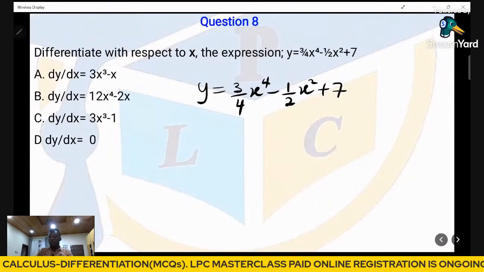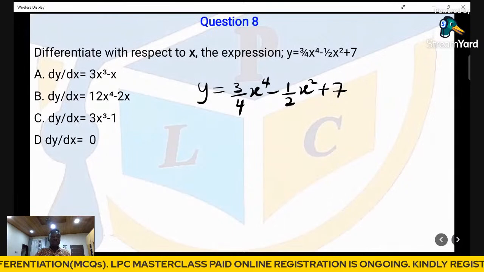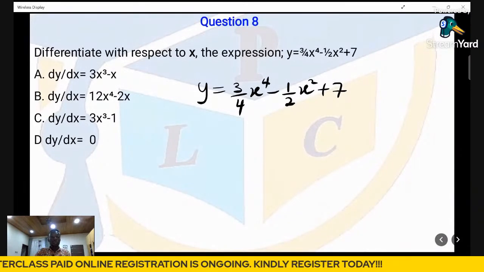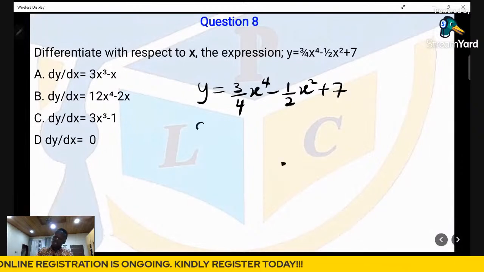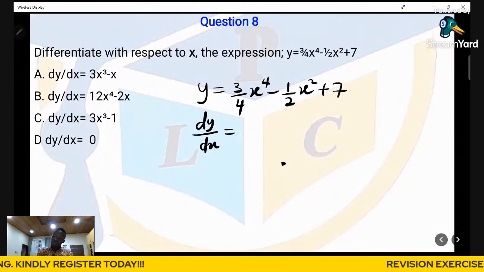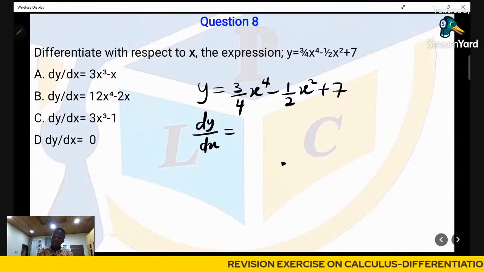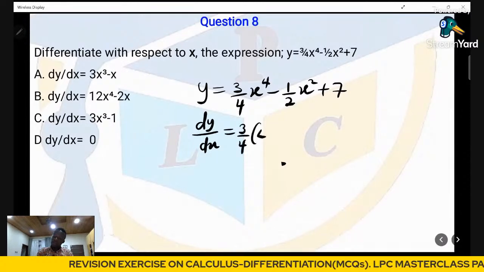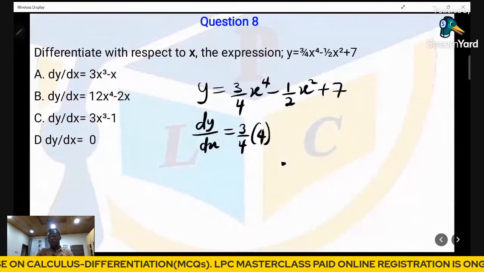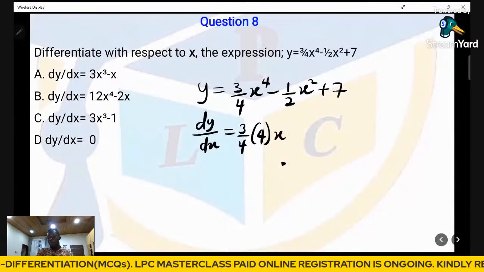So to differentiate this function is actually a very simple way to go. Once you know the rules of differentiation, it becomes so easy. So therefore, we'll say that our dy over dx should be equal to, so the power 4 will multiply the coefficient 3 over 4. You're going to have 3 over 4 being multiplied by the power of 4, and repeat the variable again with the power, so x to the power of 4.